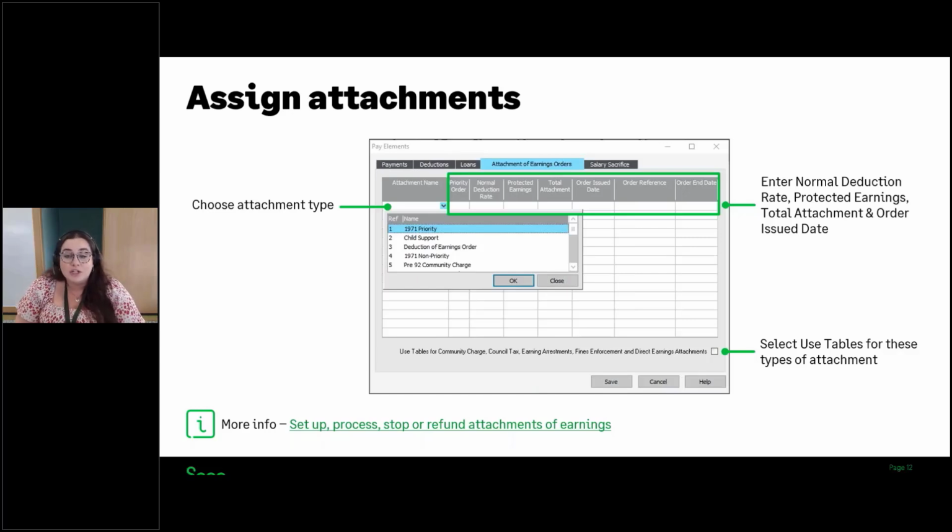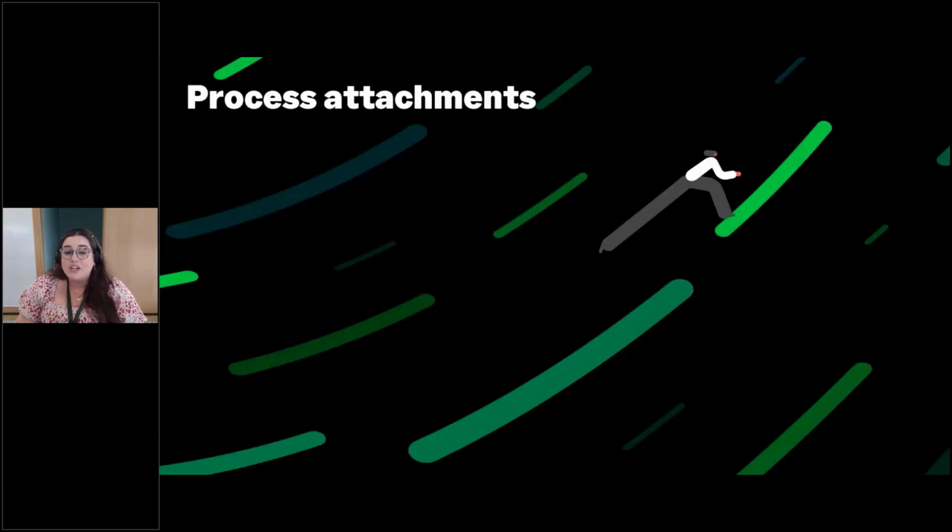So you'd select the attachment type, and then fill in whether it's got a normal deduction rate, protected earnings, etc. Remember as well, just to double check that tick box at the bottom right. Just make sure that is ticked if the attachment type uses tables, such as council tax, or direct earnings attachments, DEAs as well. But with them assigned and ready to go, that does bring us on to processing attachments, where we can check that they're being deducted in our next pay run.